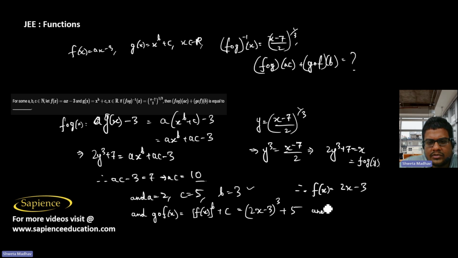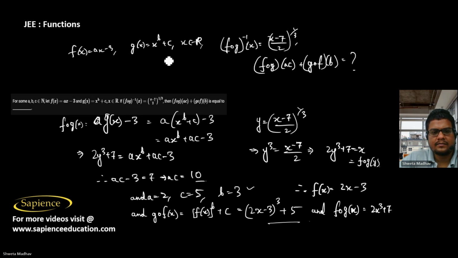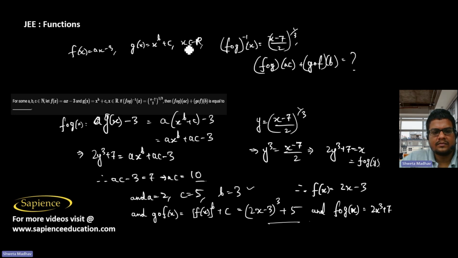And therefore f of g of x is equal to 2x cube plus 7. So now we have to find f of g of 10 plus g of f of 3.